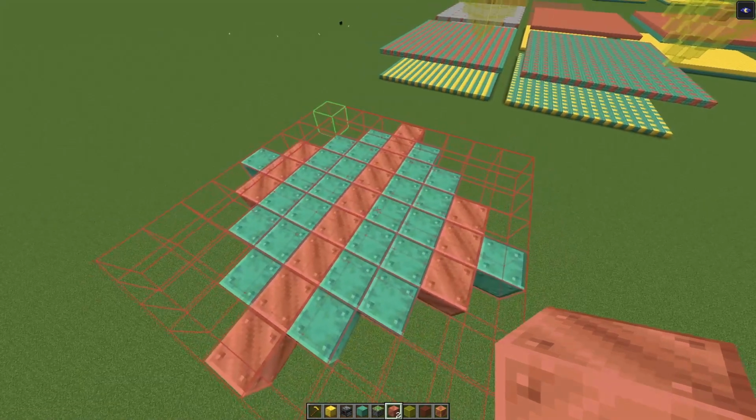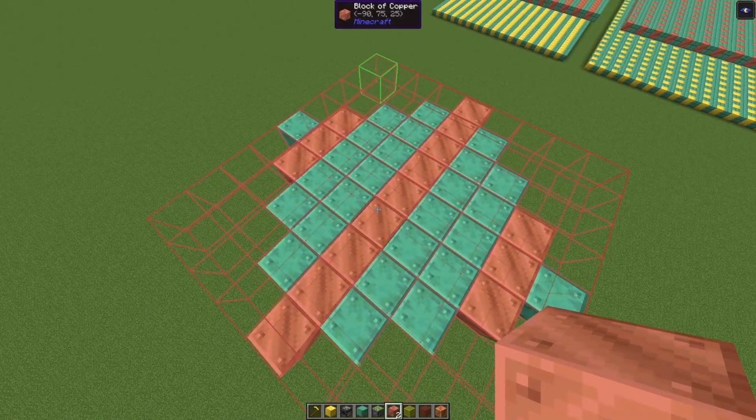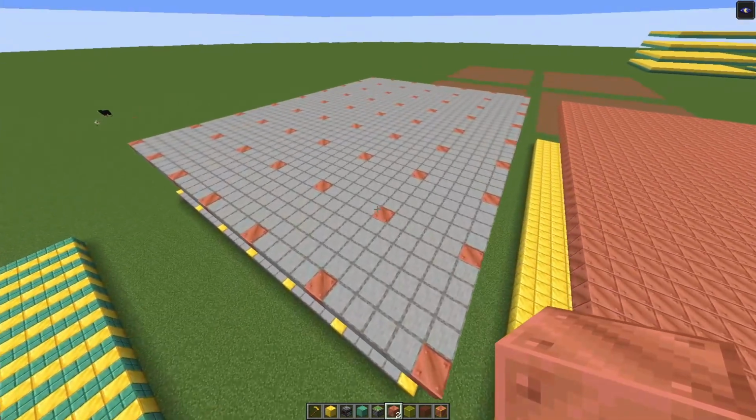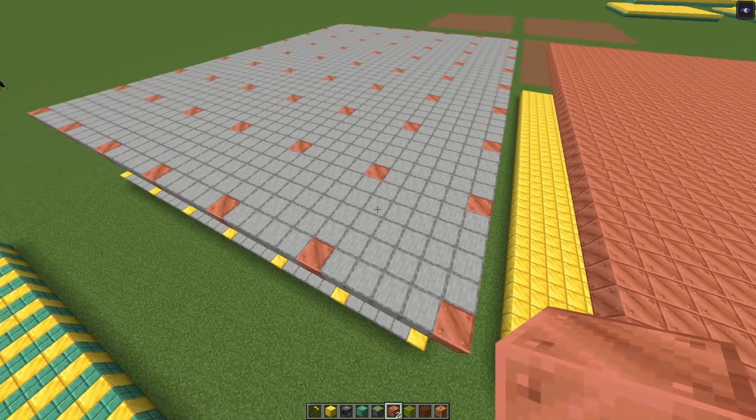Now this sounds low, but remember that we can layer out and break the copper, for example, in lines or even in full faces, which is much, much faster than running around and mine isolated blocks and place new ones.